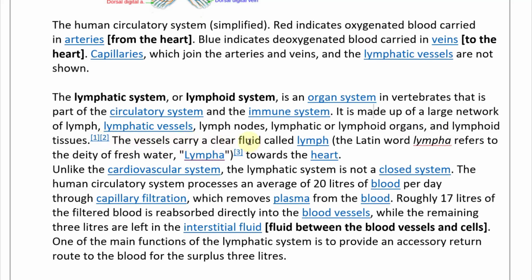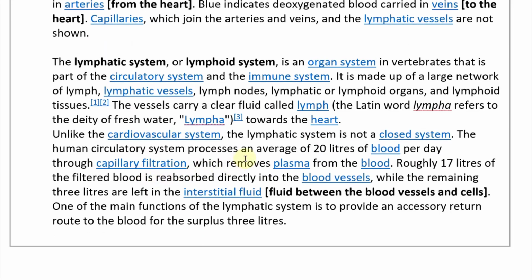The vessels carry a clear fluid called lymph, and the Latin word lympha refers to the deity of fresh water. This carries it towards the heart. So the vessels carry this fluid called lymph to the heart. So unlike the cardiovascular system, which is often used to mean the circulatory system, to be more specific, cardio is part of the circulatory system, and lymphatic is also part of the circulatory system. So unlike the cardiovascular system, the lymphatic system is not a closed system.